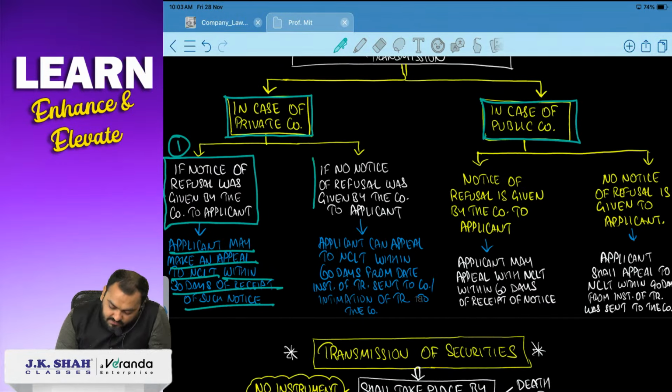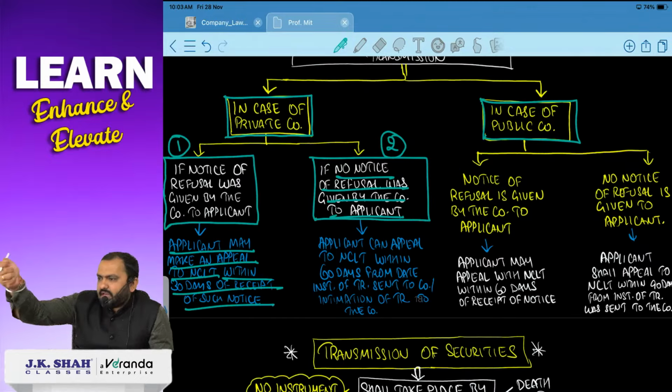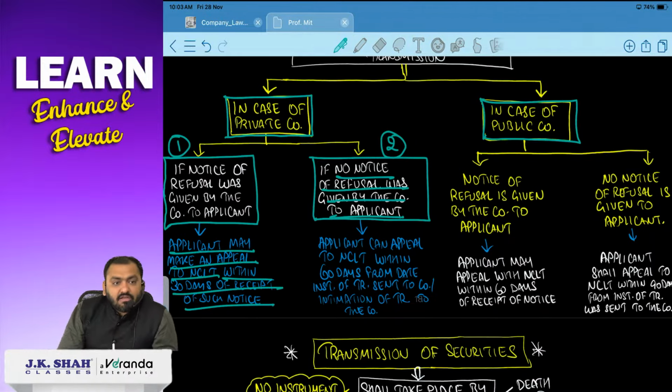What if the company has not given you the refusal notice? No refusal notice is given to you. So here what has happened? Here nothing. You have just applied. You have just submitted the instrument of transfer or intimation of transmission. You have submitted that, but the company has not replied anything within 30 days. No reasons for refusal are given.